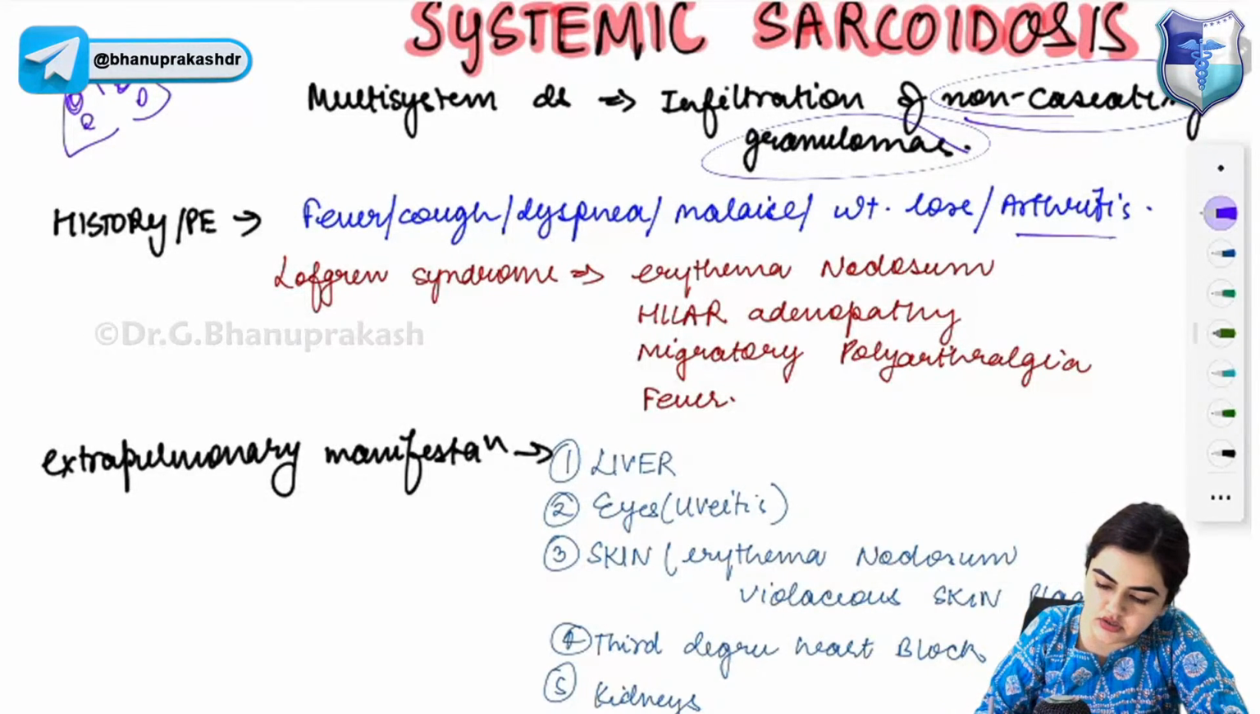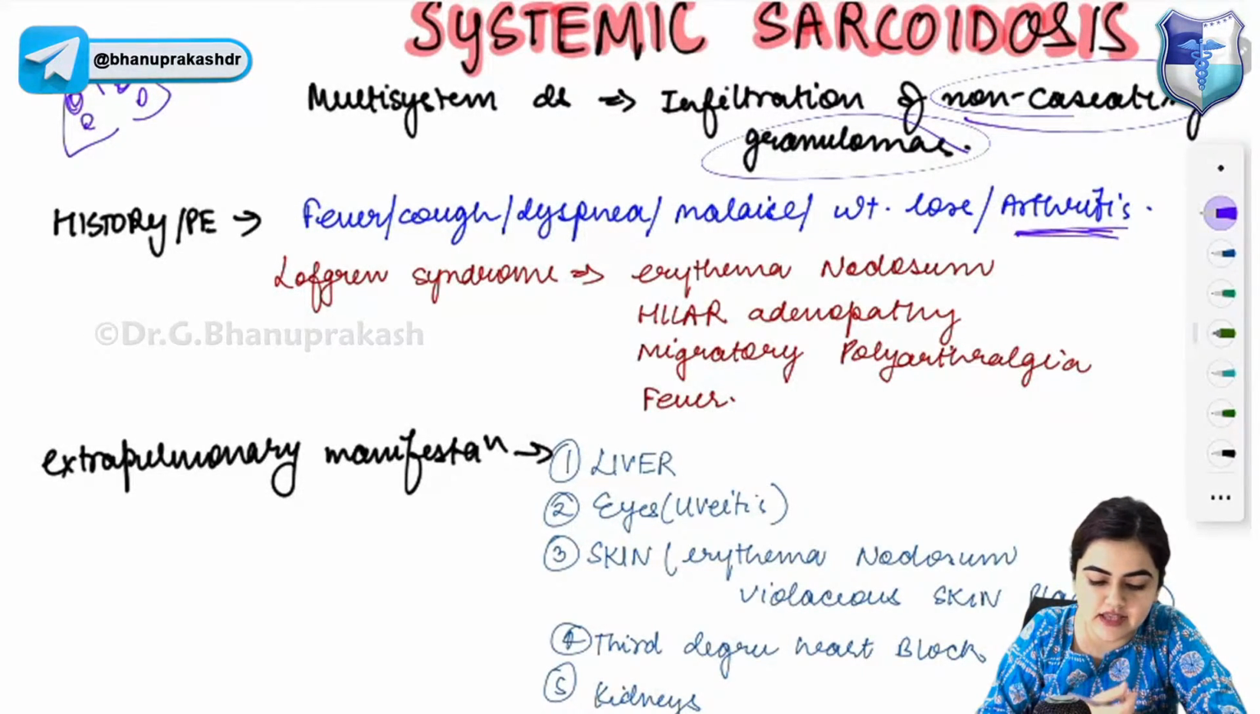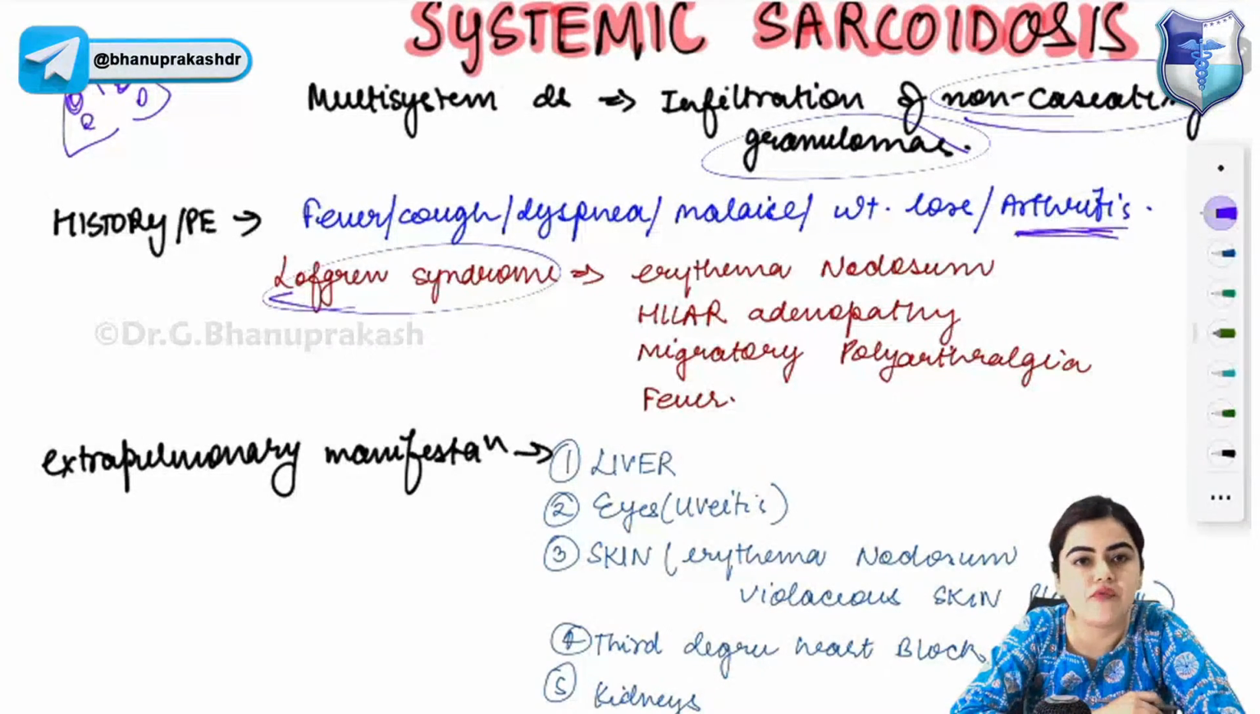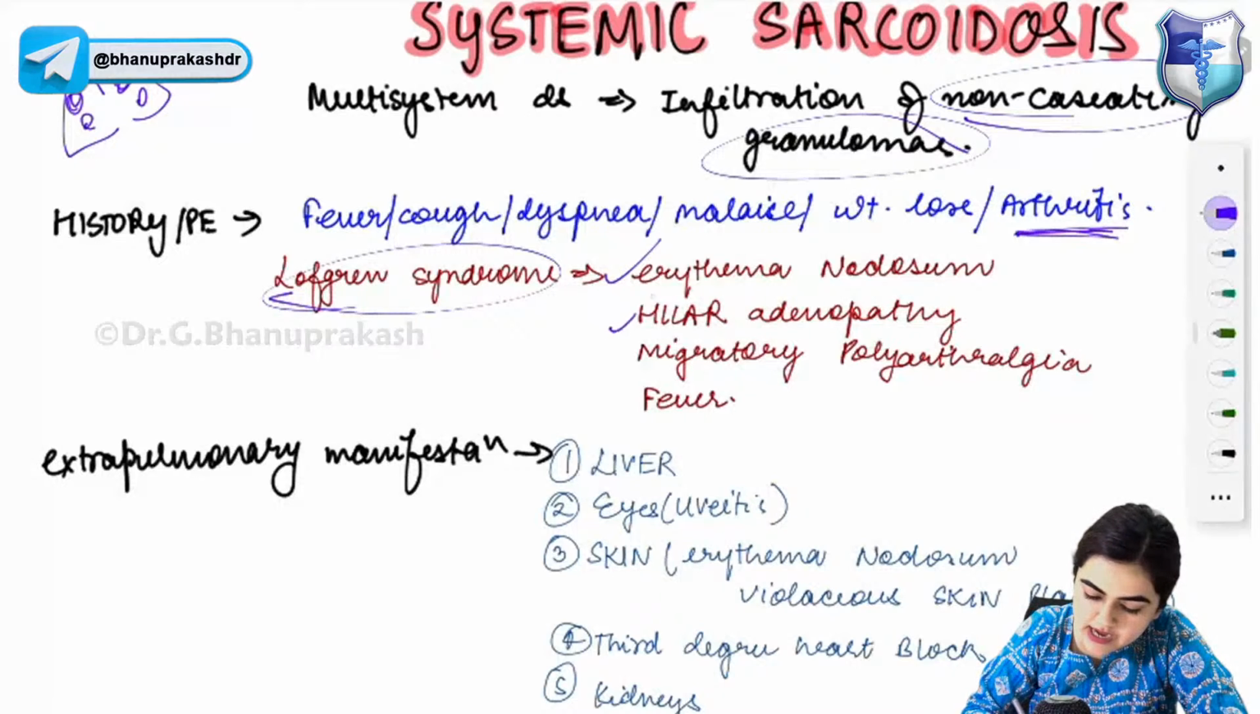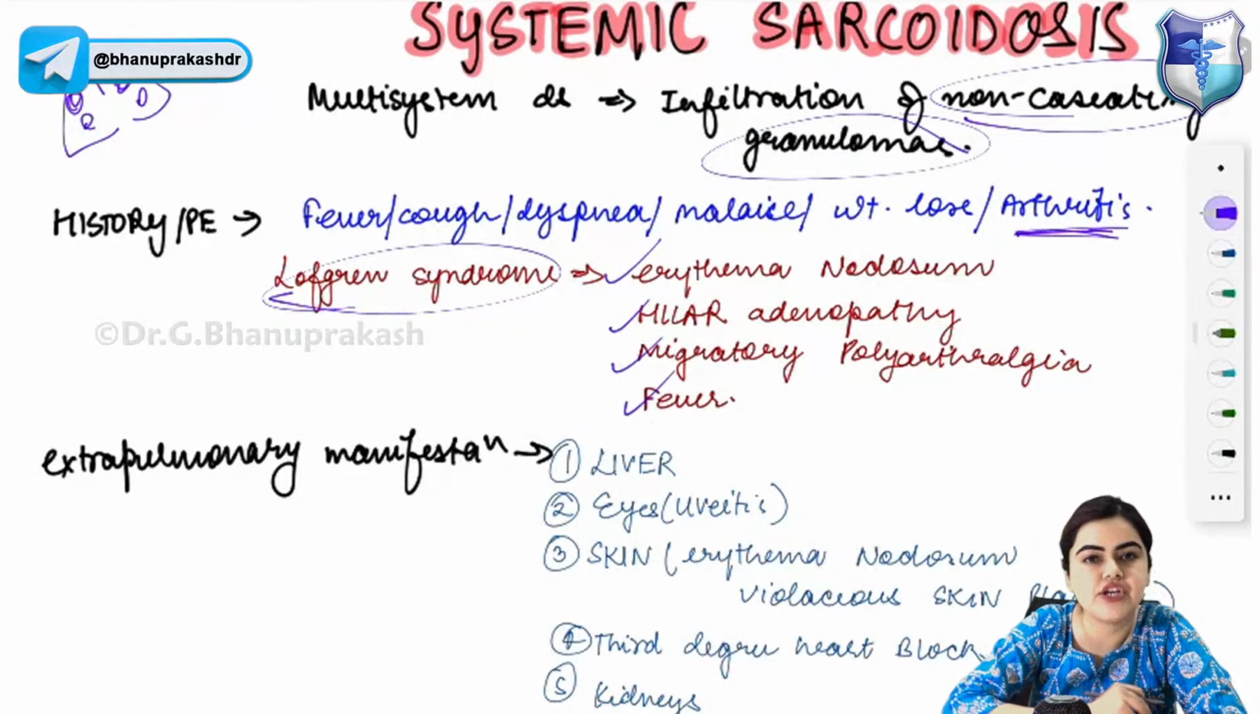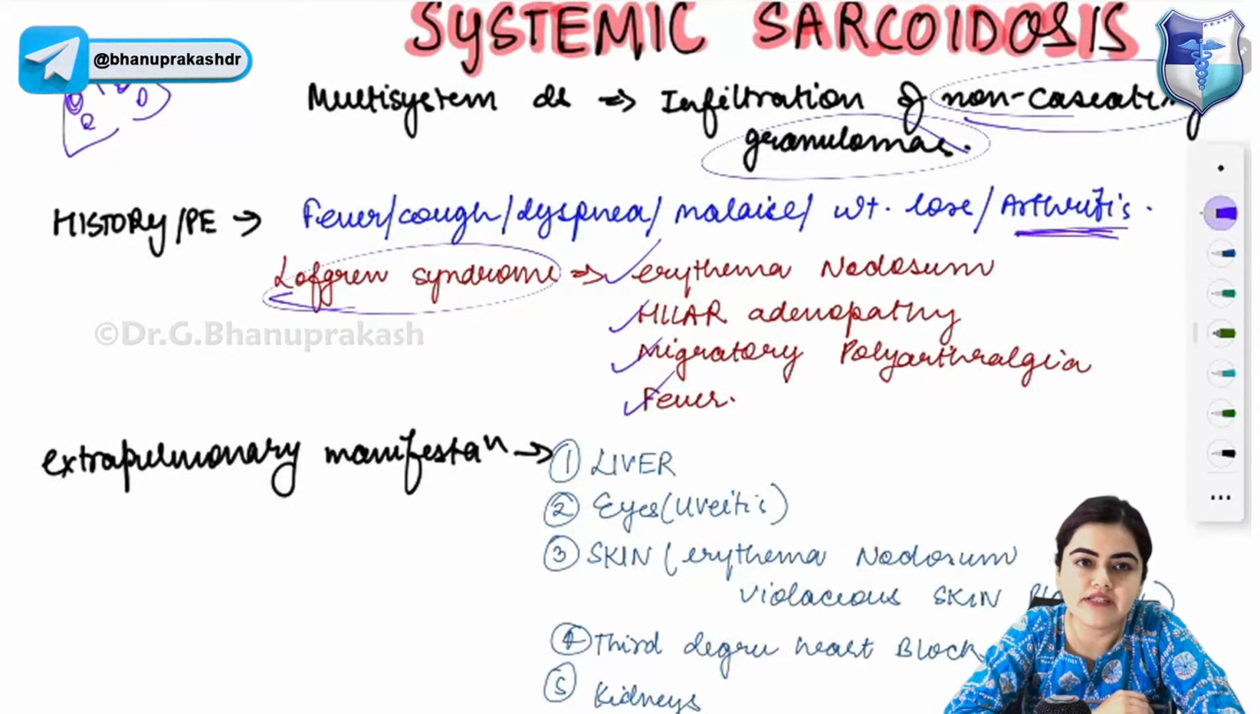If the history has fever, cough, dyspnea, malaise, weight loss and arthritis, think about systemic sarcoidosis, because in systemic sarcoidosis there is joint involvement also. What is Lofgren syndrome? Lofgren syndrome is a type of systemic sarcoidosis where you get erythema nodosum, hilar adenopathy, migratory polyarthralgia, and fever.